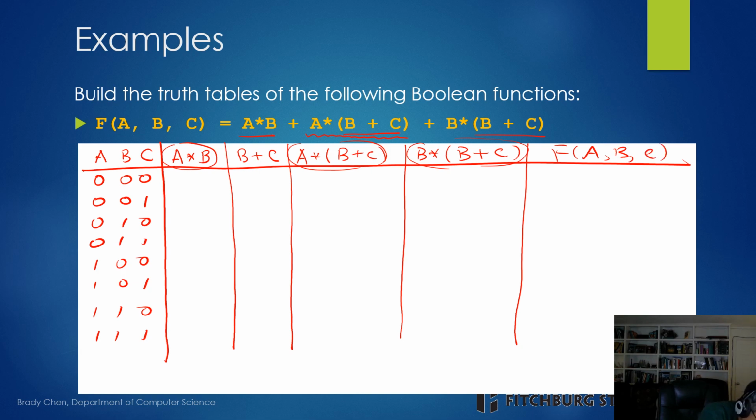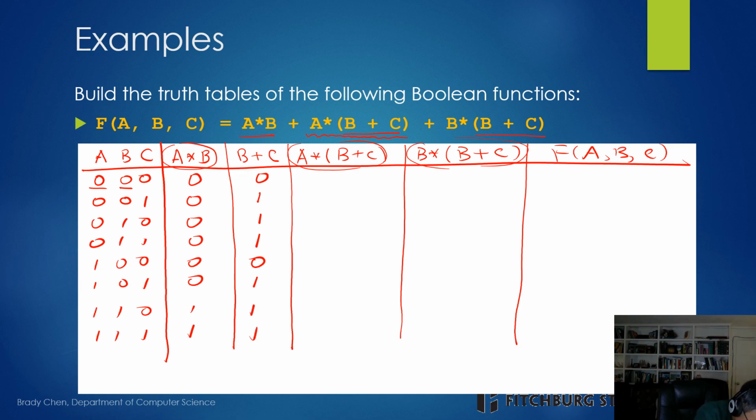With the values of A and B, you build A times B. That's the AND operation, remember. So 0, 0 gives a 0, 0, 1 gives 0, 1, 0 gives 0, 1, 1 gives 1. And B plus C, that's the OR operation, right? So 0, 0 gives a 0, 0, 1 gives a 1, 1, 0 gives 1, 1, 1 gives 1.